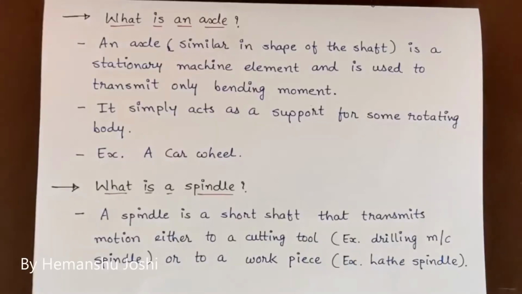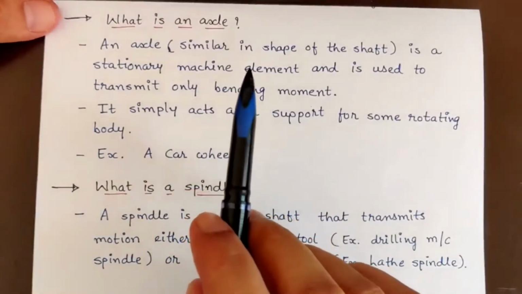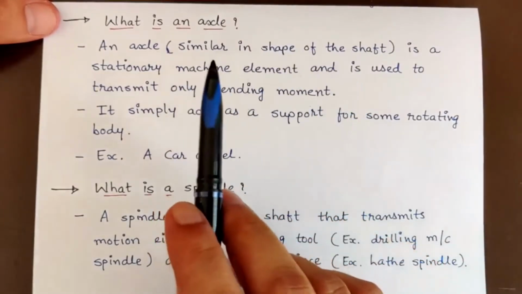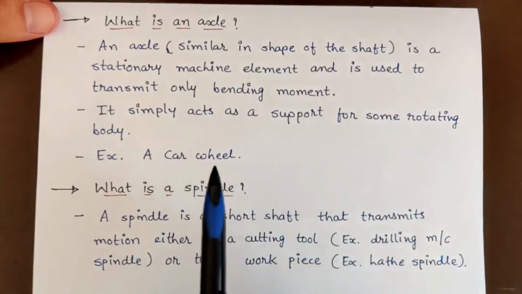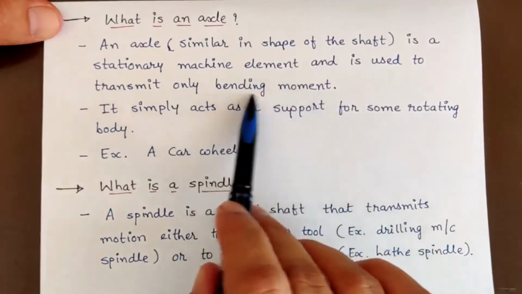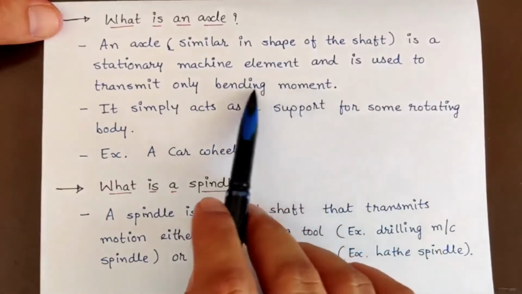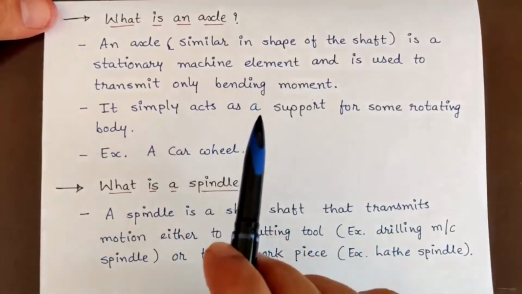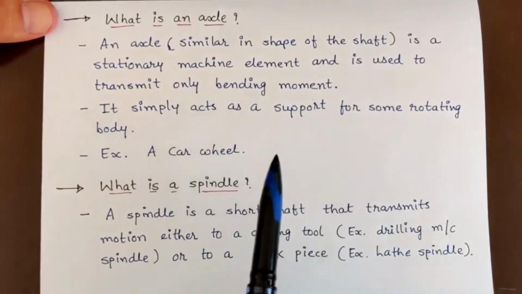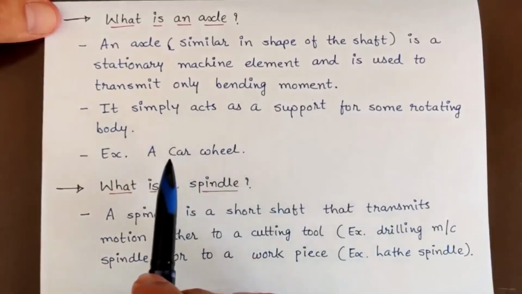When we start learning design of a shaft, we come across three words, that is shaft, axle and spindle. So let us understand what is an axle. Now basically an axle is similar in shape to the shaft. So we can say that an axle is a stationary machine element and it is used to transmit only bending moment. You have to remember that it is used to transmit only bending moment. So we can say that it is simply acting as a support for some rotating bodies. And the best example of an axle is a car wheel.